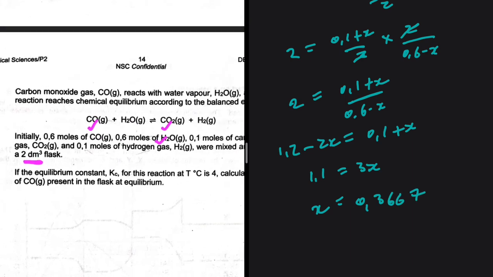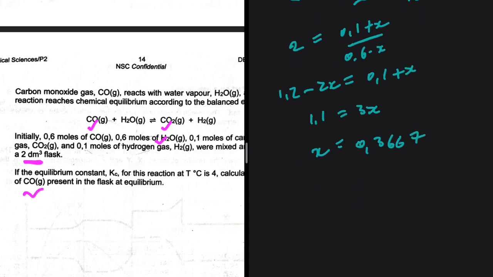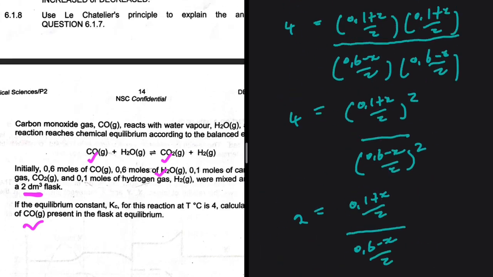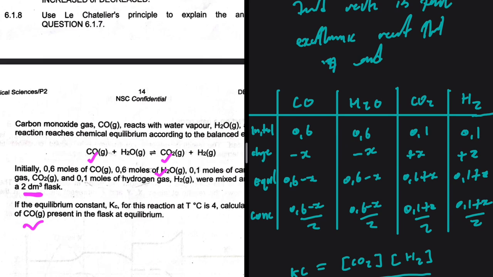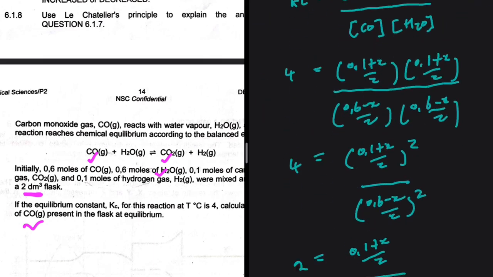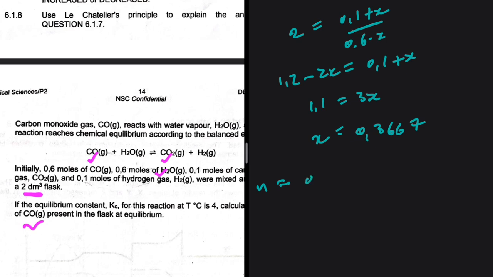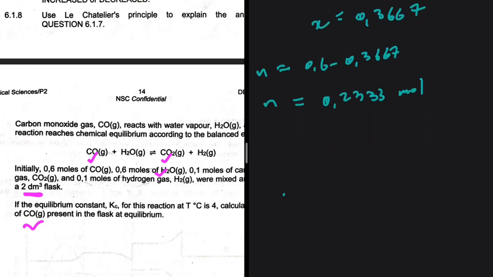What are we looking for again? The mass of carbon monoxide at equilibrium. So the number of moles of carbon monoxide at equilibrium. Let's go to our table. Carbon monoxide at equilibrium, we have 0.6 minus x, is that right? So this is 0.6 minus 0.3667. Let me put that in my calculator. I get the number of moles being equal to 0.2333 moles.